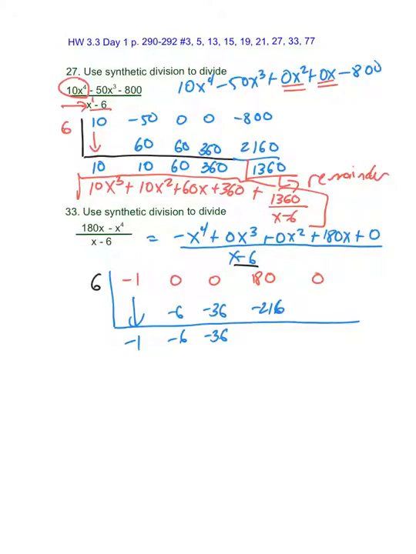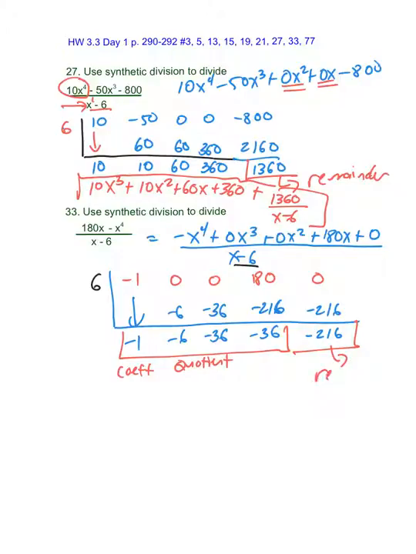Then add 180 plus negative 216, you get negative 36. And 6 times negative 36 again is negative 216. 0 plus negative 216 is negative 216. Now we need to interpret this. So this first set of coefficients, these are the coefficients of the quotient. And this number here is the remainder.